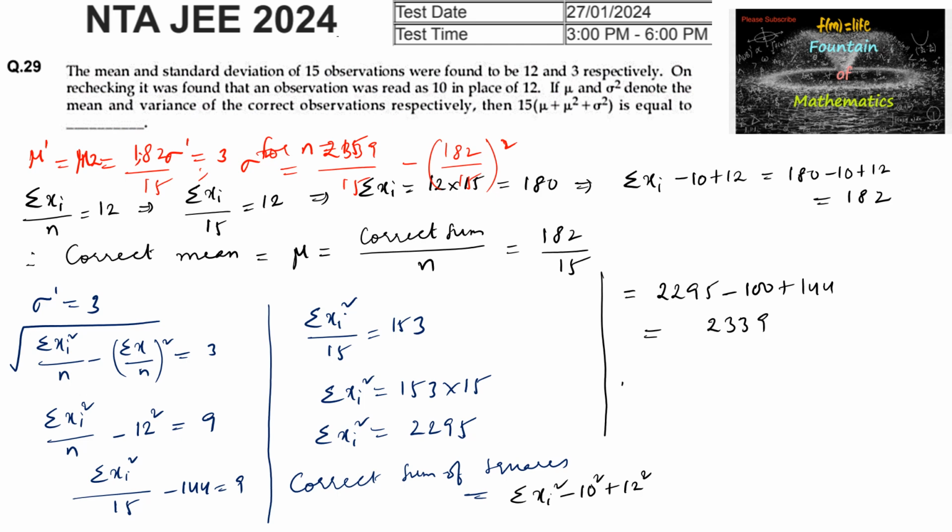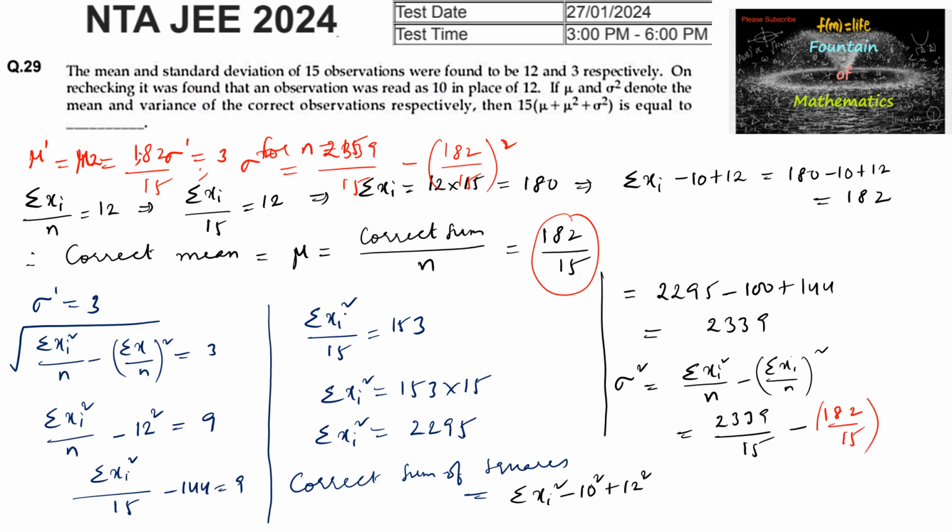And let us consider sigma square as the variance. Sigma square is equal to summation xi square divided by n minus (summation xi by n) whole square, which with the correct sum of squares is 2339 divided by 15 minus, and the correct mean is nothing but 182 by 15, so 182 by 15 whole square. So this is the variance.